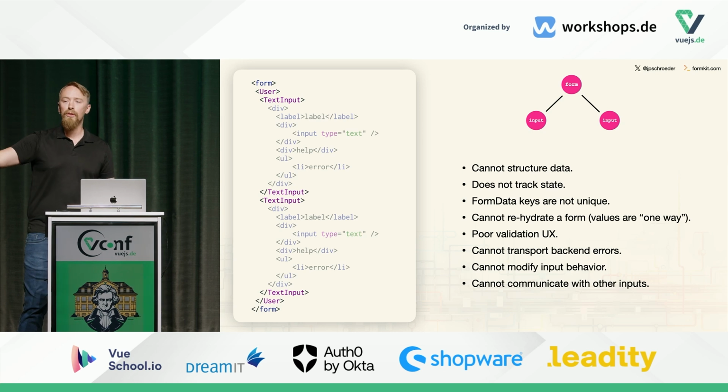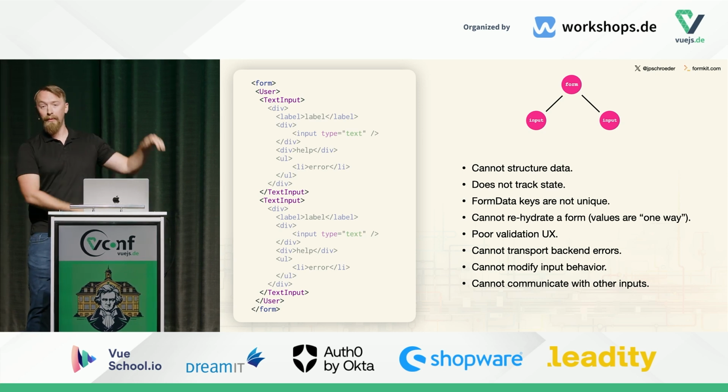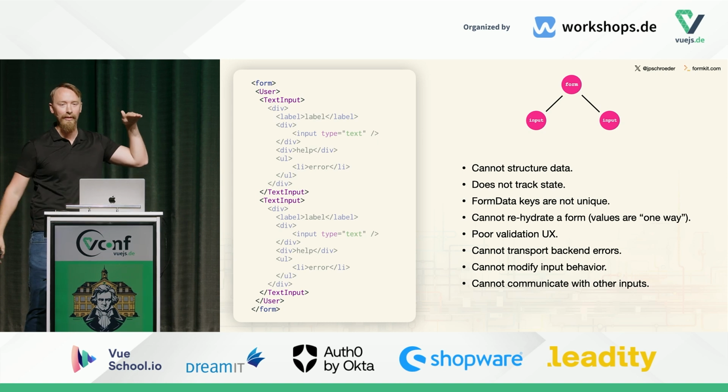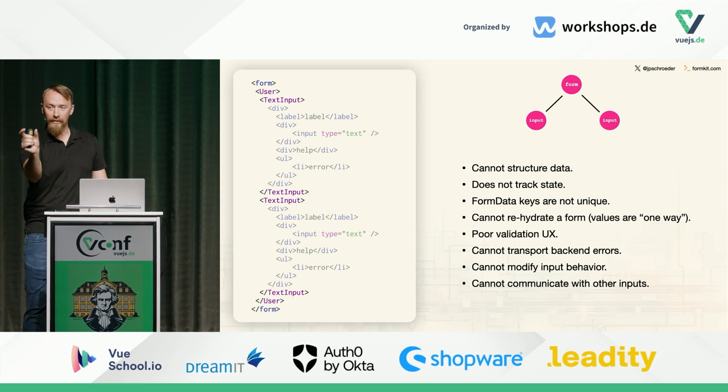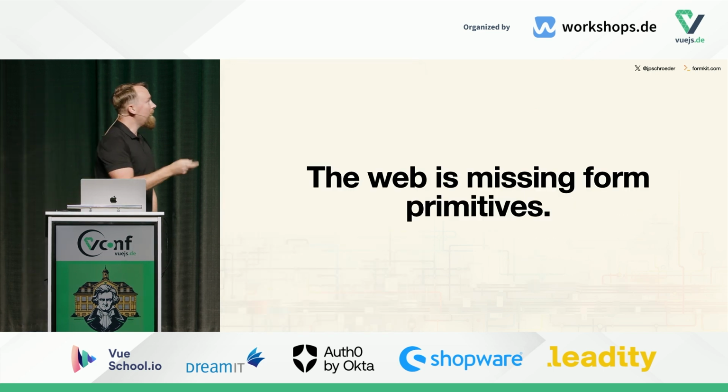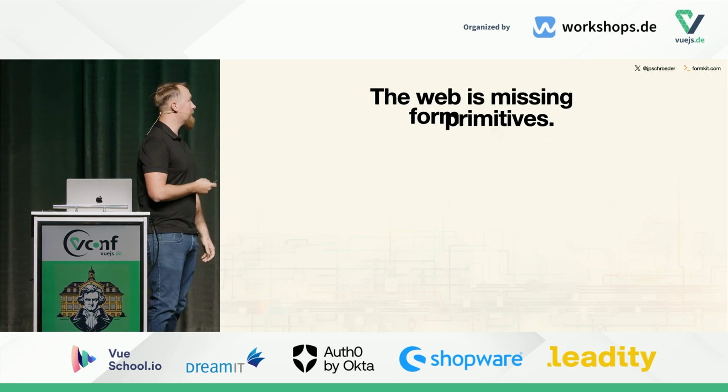So what do we all do? We just cheat, right? And we just put a big block of backend errors somewhere on the page and say, here's the backend errors, you figure it out, user. Well, we all know we should probably take those backend errors and put them on the inputs that are offending, right? And then have a summary somewhere. But we don't do it because it's too much work. So the web is missing some form primitives.